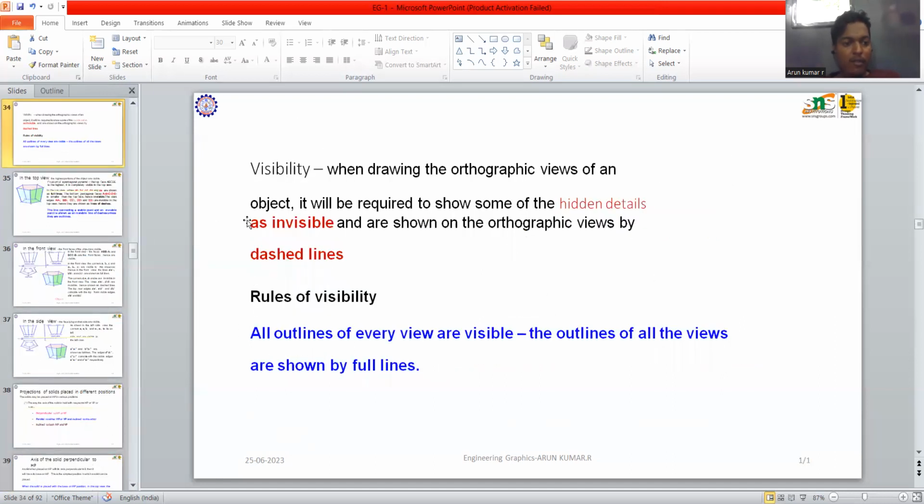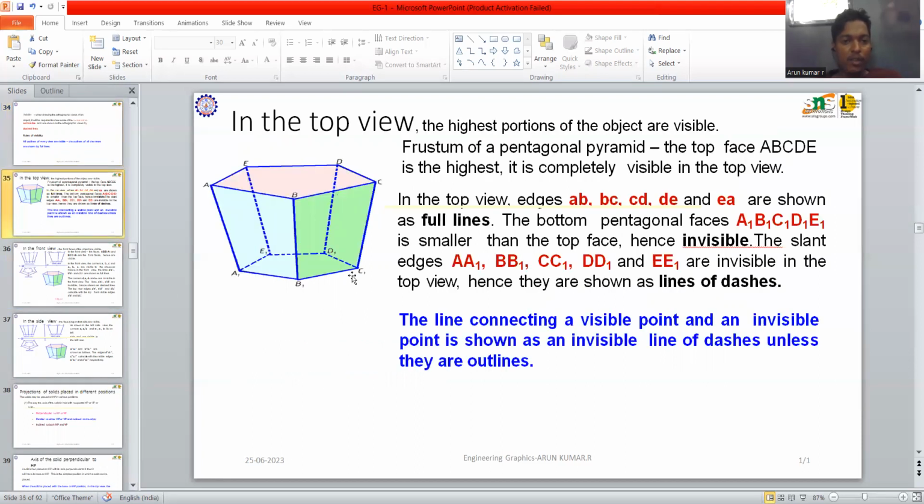So what is the meaning of visibility? When drawing the orthographic view of an object, it is required to show some hidden lines. Invisible lines are shown in the orthographic view by dashed lines. The rule of visibility: all the outlines of each view are visible, and the outlines of all the views are shown in full line. In the top view, the highest portions of the object are visible.